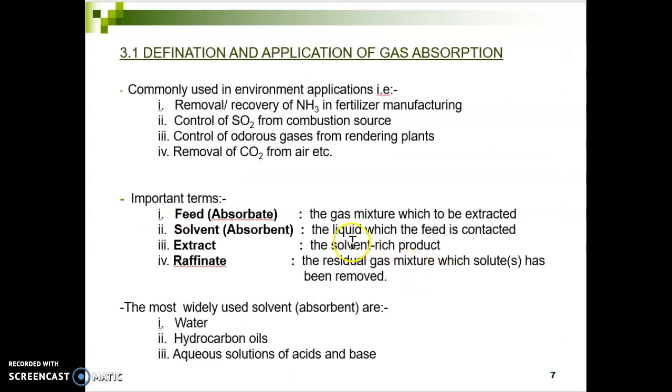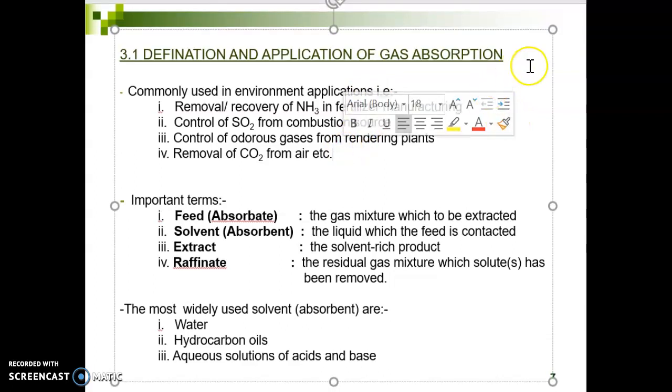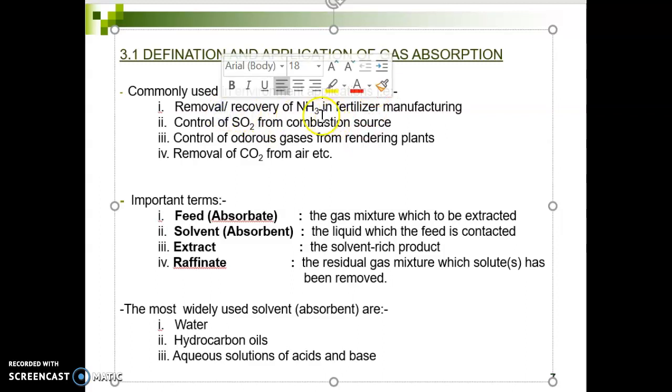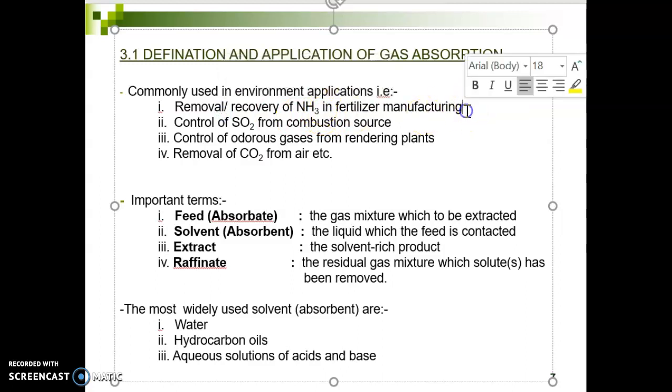Okay, so now the applications of gas absorption. As you can see, gas absorption is an important operation in the plant, especially in our gas processing plant. So we see other applications of gas absorption. For example, first, the removal and recovery of ammonia in fertilizer manufacturing. We know that ammonia is an important component in fertilizer. So ammonia in a mixture of gas needs to be recovered so that it can be added to your fertilizer.